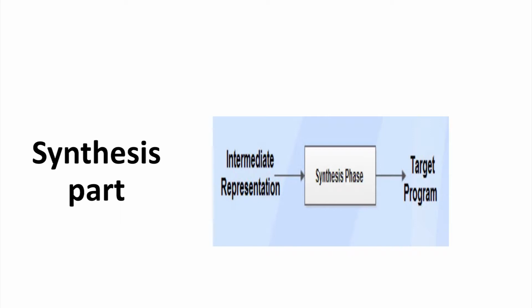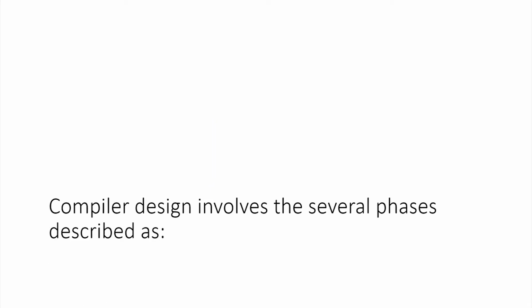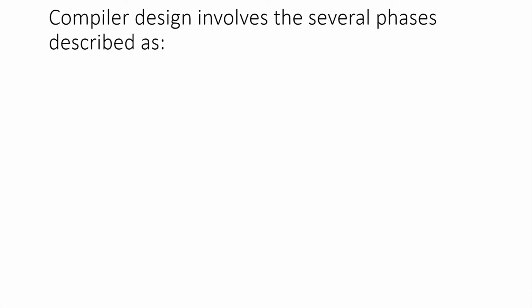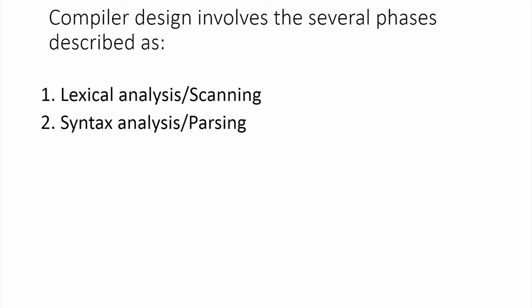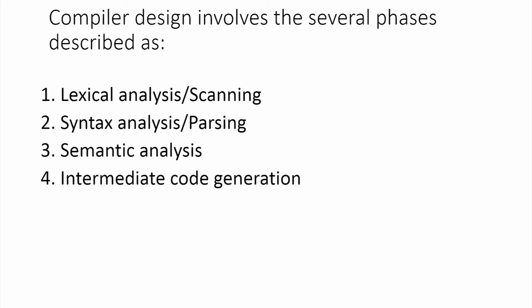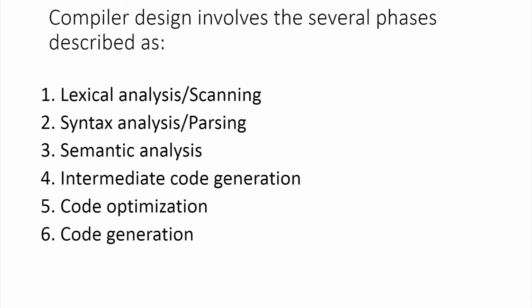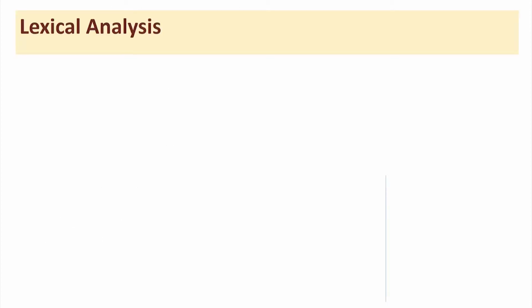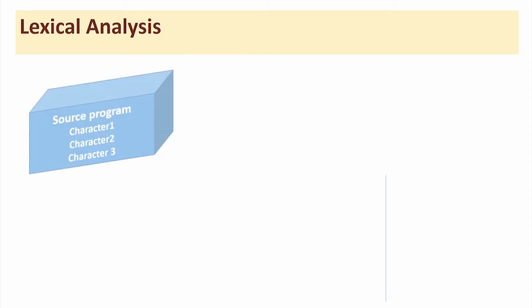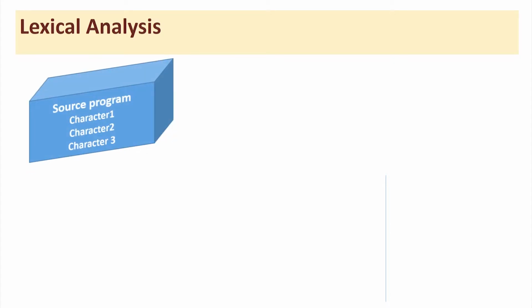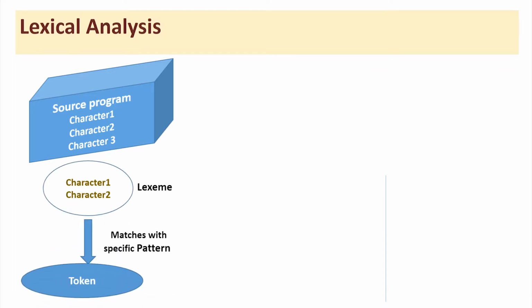Now, let's discuss these phases in detail. The compilation process is divided into the following phases: lexical analysis or scanning, syntax analysis or parsing, semantic analysis, intermediate code generation, code optimization, and code generation. First, let's talk about lexical analysis. In the first phase of the compiler, the source program, which is a stream of characters, is scanned and the characters are grouped to form lexemes, which produce tokens as output.